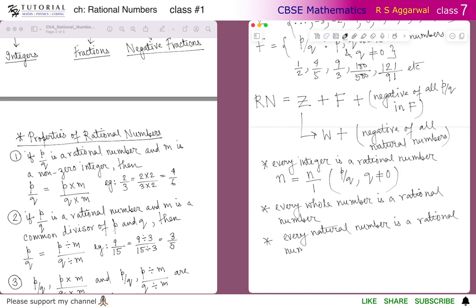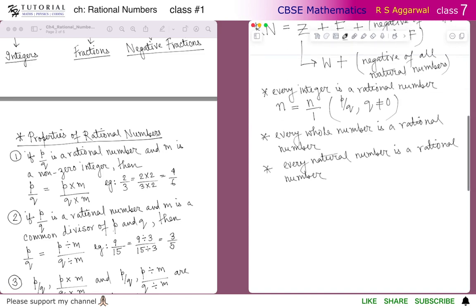So, every integer is a rational number, every whole number is a rational number, every natural number is a rational number, and finally, every fraction is a natural number. No, every fraction is not a natural number. Okay, and of course, the negatives of the fractions are rational numbers.